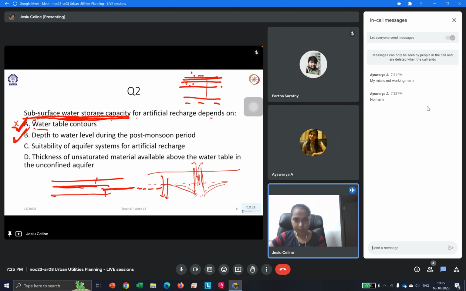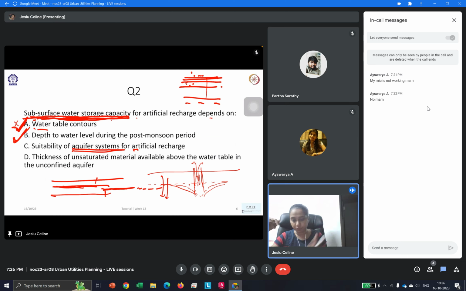Okay, fine. That's also one point. But again, for the subsurface we can use certain artificial methods in order to recharge it. So we can't use a blanket term saying that subsurface water storage capacity is only natural, because if we construct some structures, we can use them to store water in the subsurface soil also. But you're right in one aspect: aquifer systems are mainly for underground storage, artificial or natural, but underground water storage.